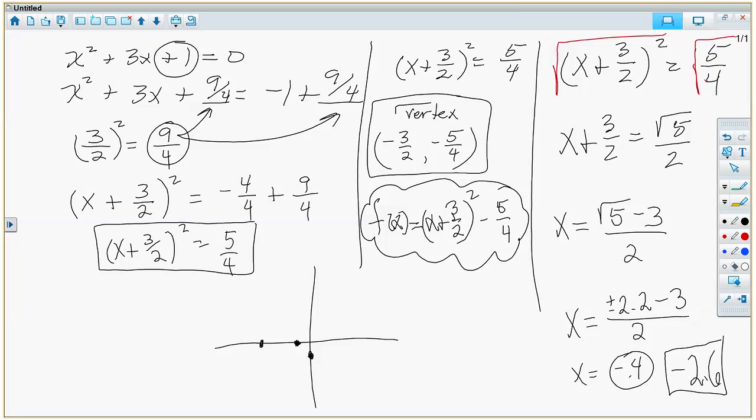Something ain't right. It's positive 1. Positive 1. There we go. Now, what told me something was wrong? Well, the points weren't lining up. And that's why you sketch the graph, so you can see if everything's working. And the vertex is negative 1.5 and negative 1.25. Okay? And I may have put that 0.4 instead.